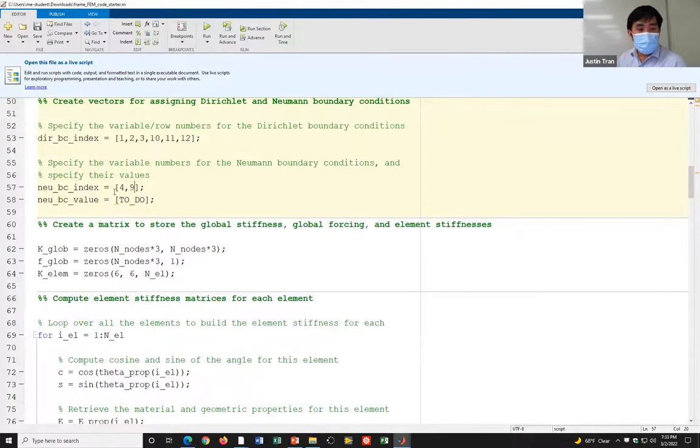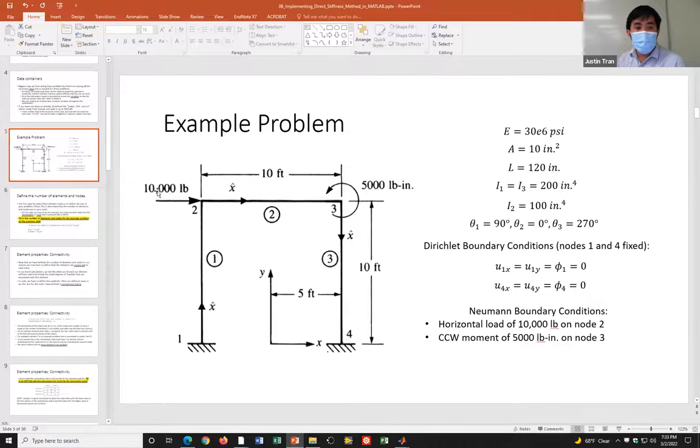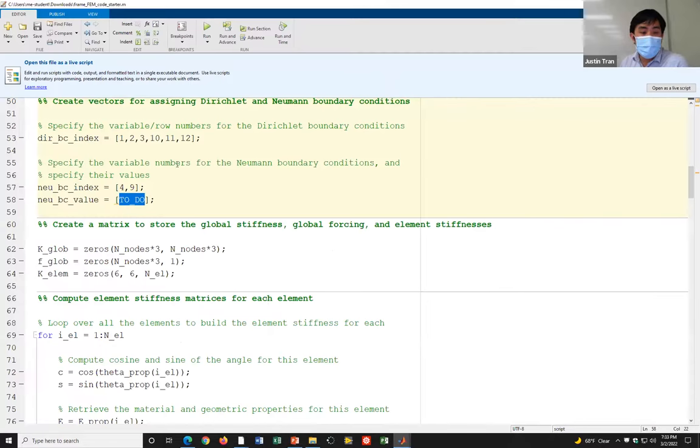All right, in addition to this, we have to define the values of the loads here. If we go back to the example problem, you can see that our load in the x direction has a magnitude of 10,000, whereas our moment has a magnitude of 5,000. So let's apply that in our code here. We have a horizontal load of 10,000 and a counterclockwise moment of 5,000.